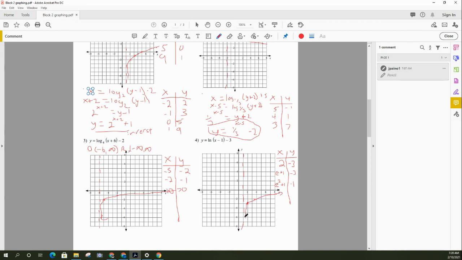All right, so natural logs are not any more challenging to graph. It's just our base is e, okay, and so our x's will be these decimal values. And so our domain again is just everything greater than 1, 1 to infinity, and our range is all real numbers.